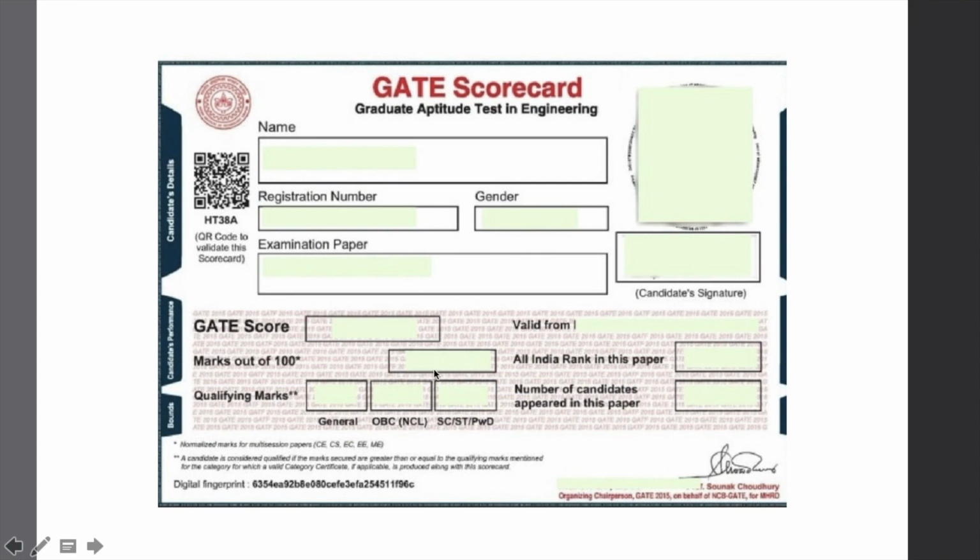Marks out of 100 are given here. Every year the GATE scorecard mentions the qualifying marks for these 3 different categories. We have the All India rank. So, as I was saying, the 3 parameters that tell about the performance are the GATE score, the marks, and the All India rank. These 3 things will actually give our performance details. Moving ahead, here the validity is also given. As I said, the validity is for three years. That is what the GATE scorecard is all about.